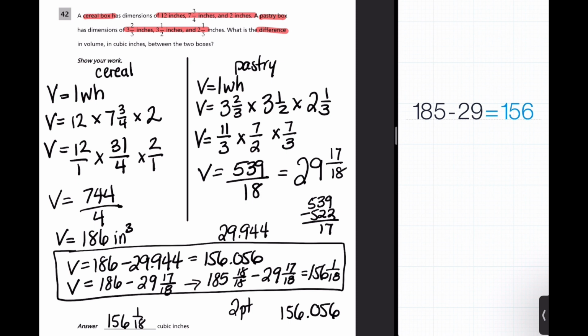But notice, look at all this work you had to do for a 2-point question. You have to show that you can find the volume for the cereal, the volume for the pastry, and that you can find the difference between both those numbers. That is all the work you had to do in order to get these 2 points.